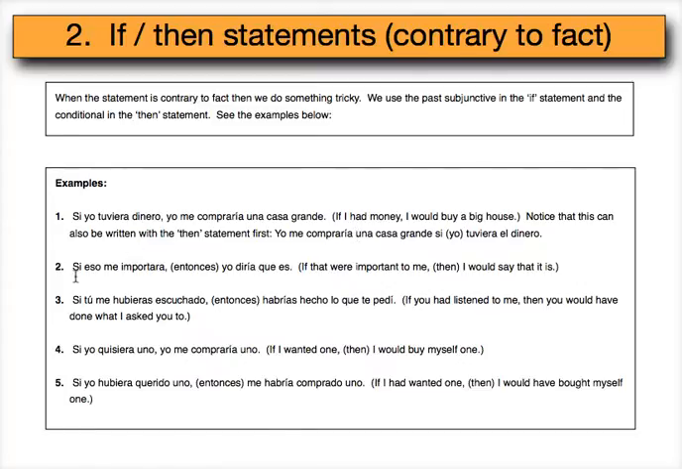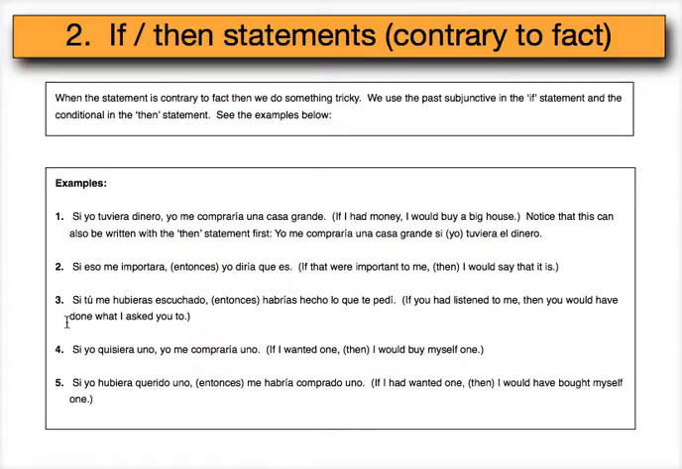Example 2. Si eso me importara, yo diría que es. If that were important to me, then I would say that it is. But since it's not, I won't.